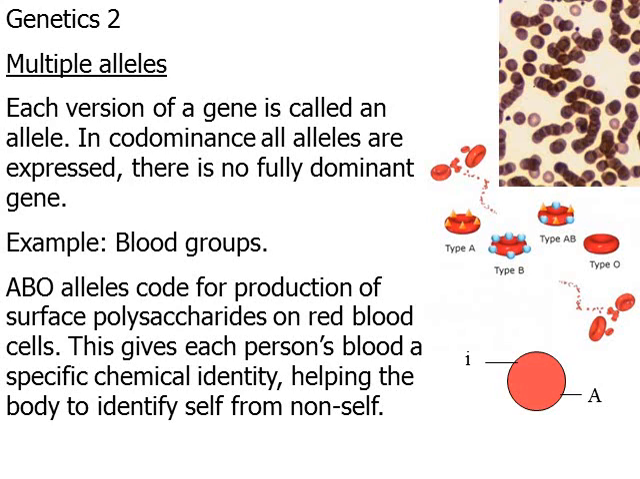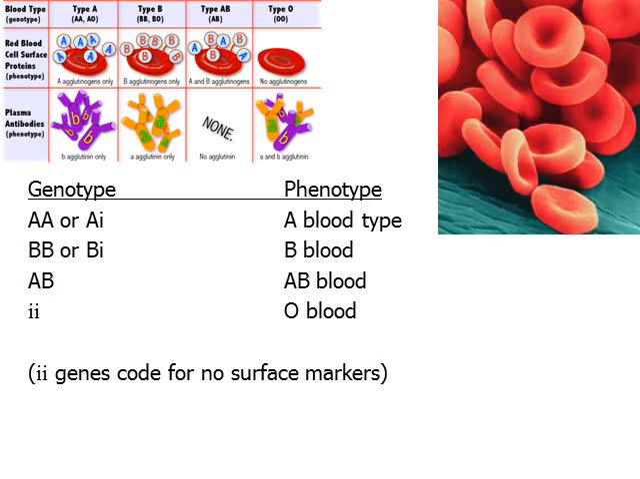None of them are dominant. Each of them codes for a different surface polysaccharide on the red blood cells. And this gives us our own personal chemical identity that helps us to identify self from non-self. Why do we care about non-self? Well, we don't want to be invaded and destroyed by some bacteria, and that's why we have these different markers and different blood groups. But it becomes a problem when we try to transfuse blood.